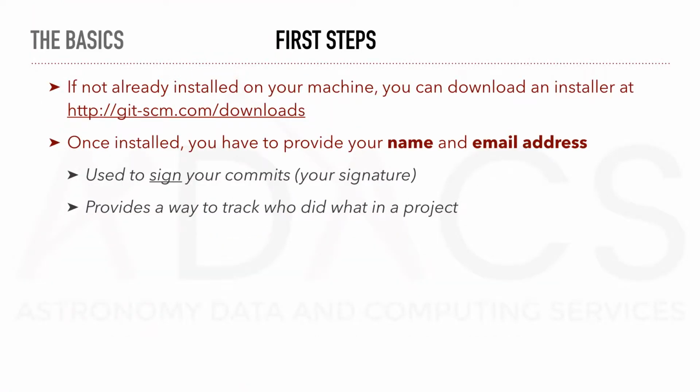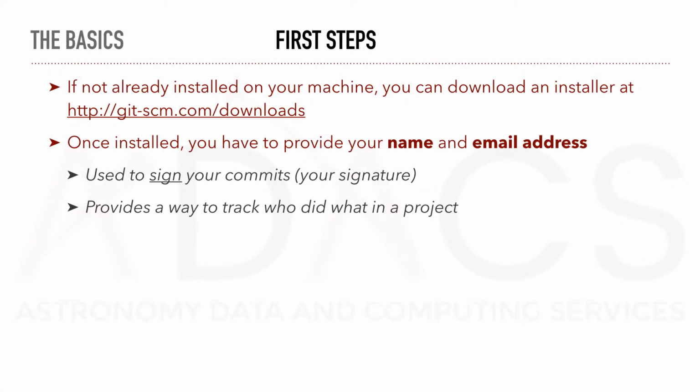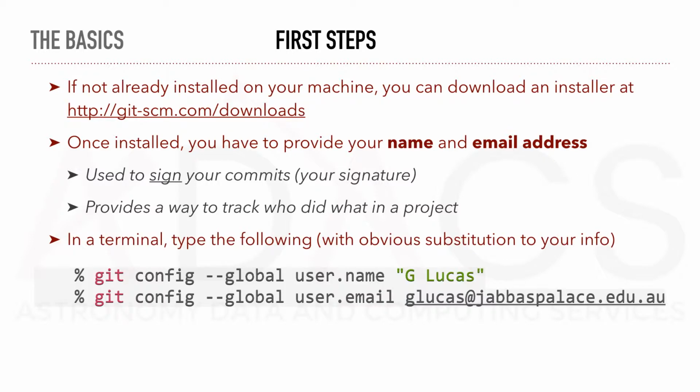As we will be using Git for the following, make sure that it is installed on your machine. If it's not already the case, you can download an installer at the following address. Once installed, you have to provide your name and an email address. These are used to sign your commits, your signature, and provide a way to track who did what in a project. To do so, in a terminal, type the following.